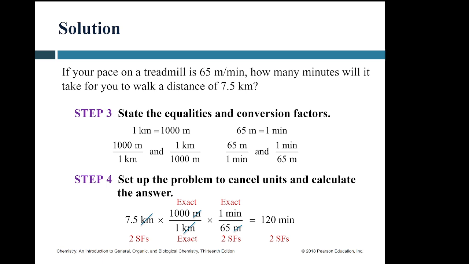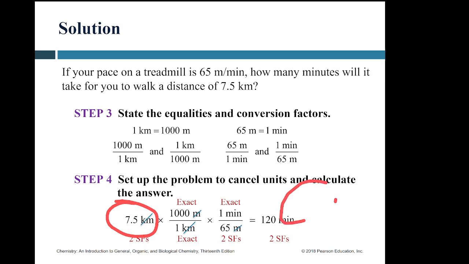Anyways, so do that in the calculator. You should get like 115 or something, was it? 115.38. Okay. And then it's only 2 significant figures because of the kilometers right there. And so we just put 120 because we round that up to 120. Does anybody have any questions about that?